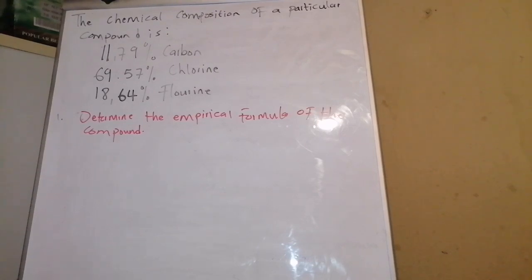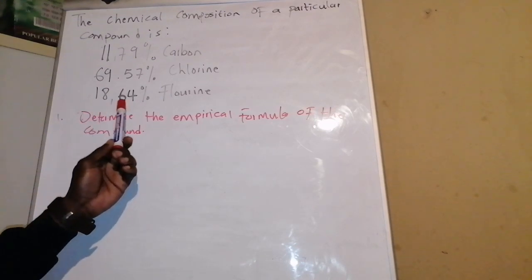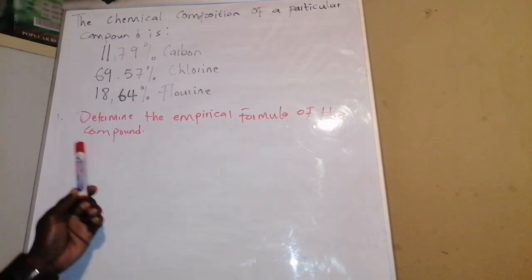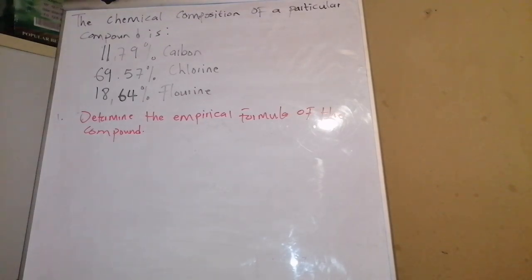The chemical composition of a particular compound is 11.79% carbon, 69.57% chlorine, 18.64% fluorine. Determine the empirical formula of the compound. So do this one, guys, on yourselves. Then after that, you leave your answer on the comment platform.